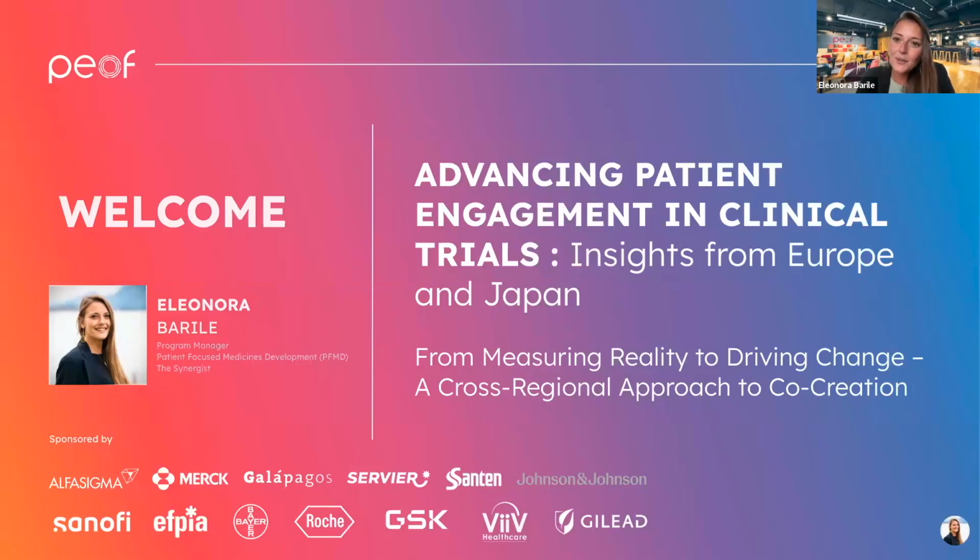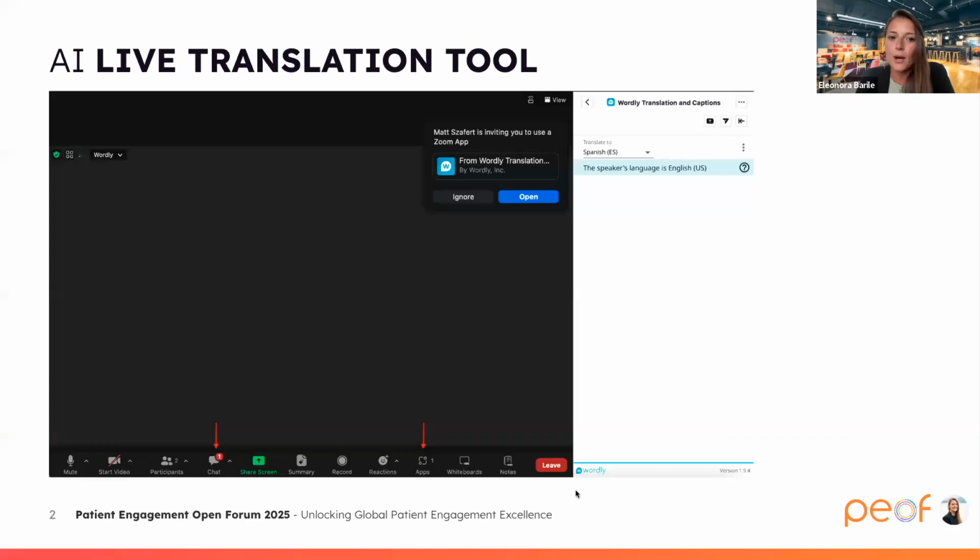So the first thing that I would like you to know is live translation is available through an AI-powered tool at this session. My colleague Matt has launched and will keep on launching a tool that is called Wordly. You can open Wordly, a pop-up will appear on your screen or in the chat. And through Wordly, after selecting the language of the translation, you will be able to read everything that we are sharing as speakers and moderators, or anything that anybody will share in this meeting. You'll be able to read it in your preferred language.